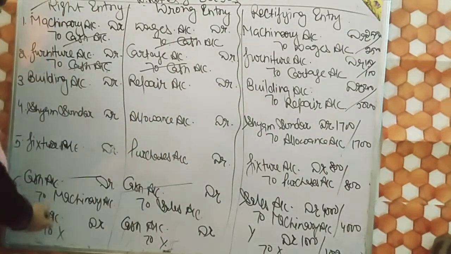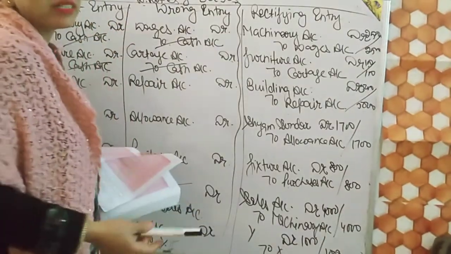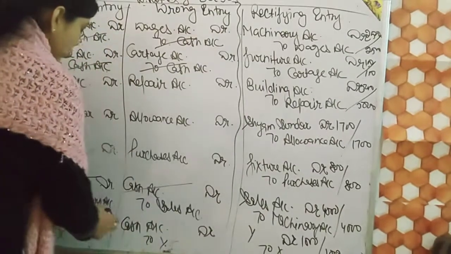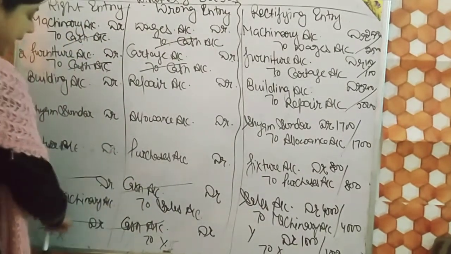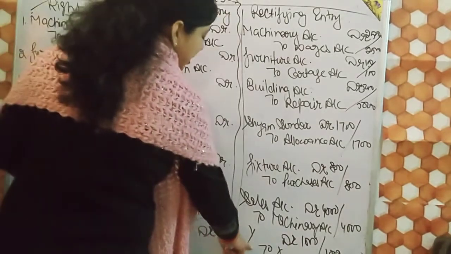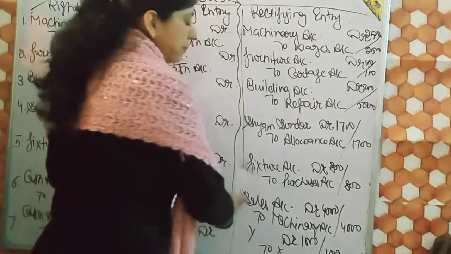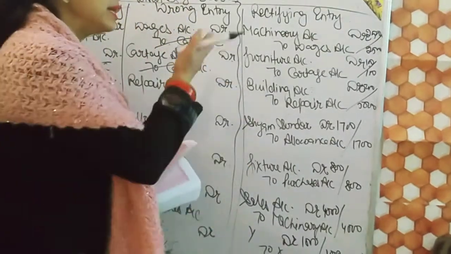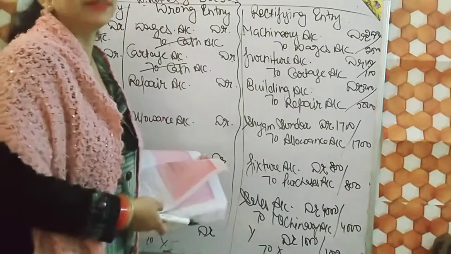The last entry is 1000 received from X. The right entry should be cash account debit to X. But by mistake, we put the name of Y in place of X. We wrote cash to Y. So cash will be cancelled because it is on the same side with the same amount. So X should be credited, and Y is wrongly credited, so it should be debited. In this way we can rectify our errors. I hope it's clear. Thank you.